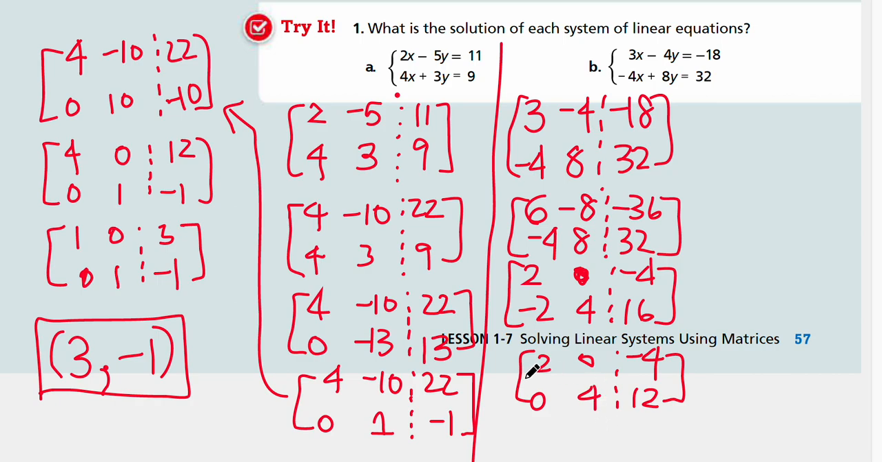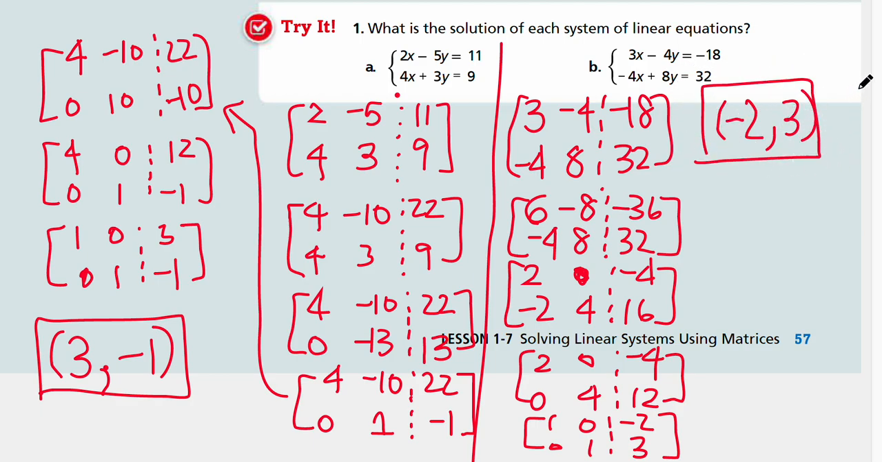And then I'm going to divide the first row by 2, and the second row by 4 to get 1, 0, -2, and 0, 1, 3. Easy. And so the final answer should be -2, 3.